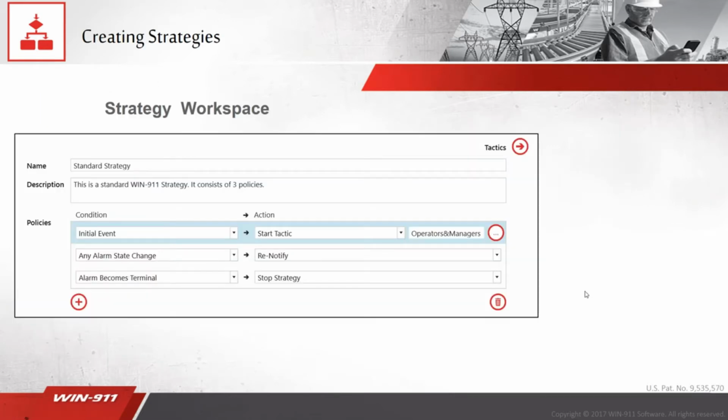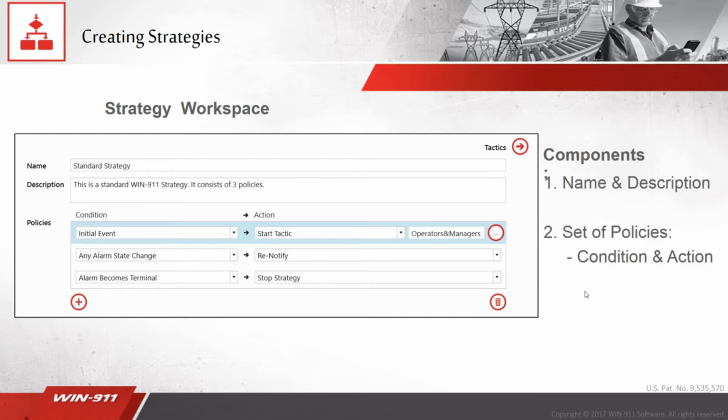Okay, so we're going to take a look at some strategies. Again, your tactics are the actions to be taken. The strategies are the policies that dictate when to take that action. So in the strategy workspace, you will be able to give it a name. And then this is the simple view here. So upon the initial event, it's going to start the tactic called operators and managers. If anything changes on the alarm state, we're going to re-notify anybody who's already notified. And then when it becomes terminal, which has been acknowledged and cleared out, so it's no longer an alarm on the PLC SCADA side, then stop the strategy.